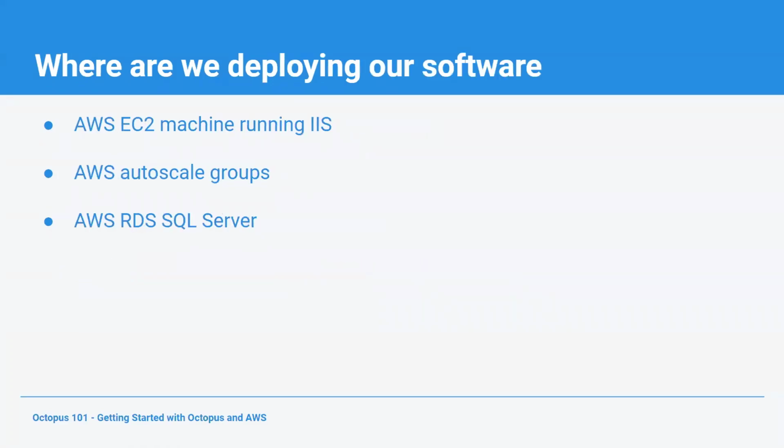We'll be deploying our software to AWS EC2 machines running IIS. And for our production environment, we'll be deploying to an AWS auto-scale group that contains a number of EC2 instances. And like I mentioned before, we'll be deploying our database changes to SQL as a service in AWS.